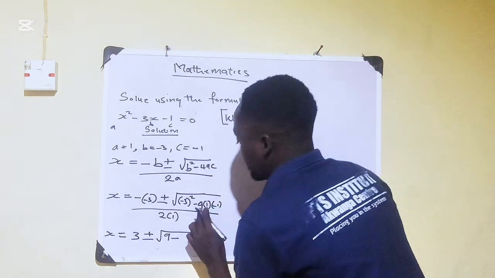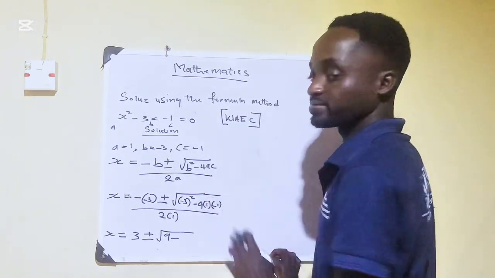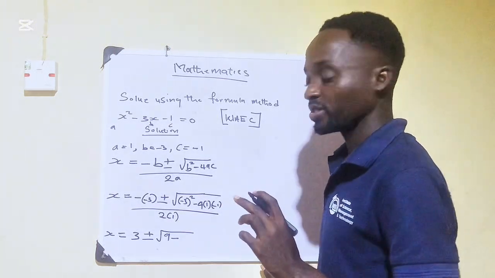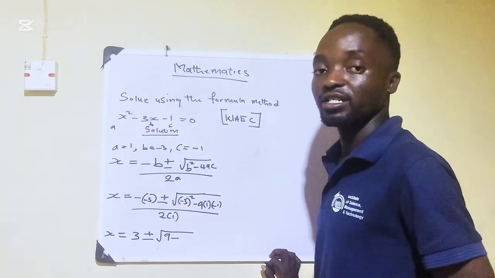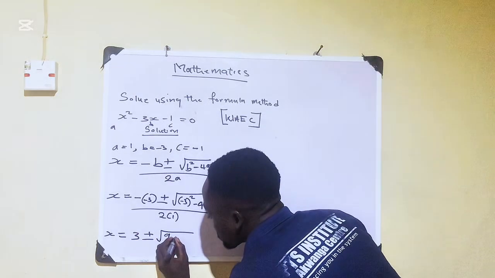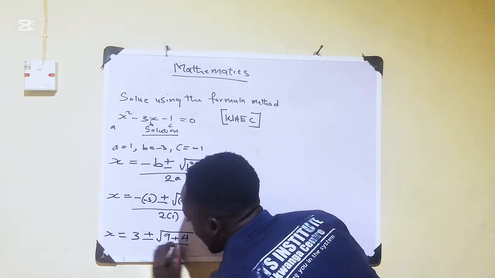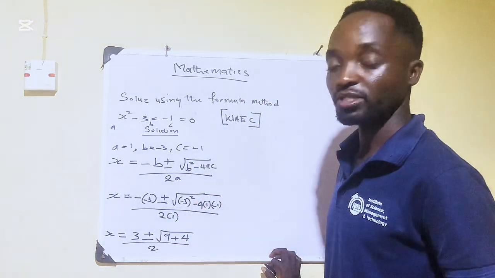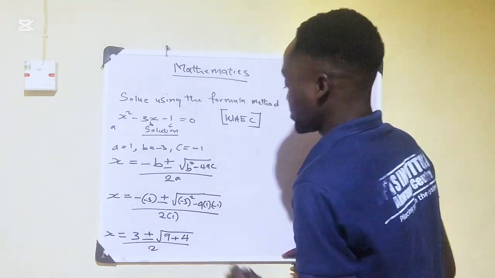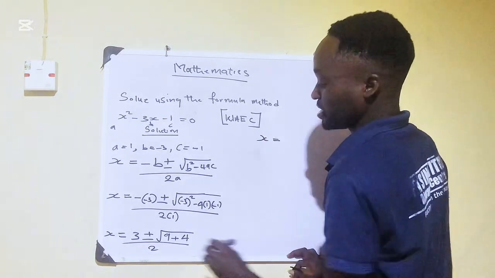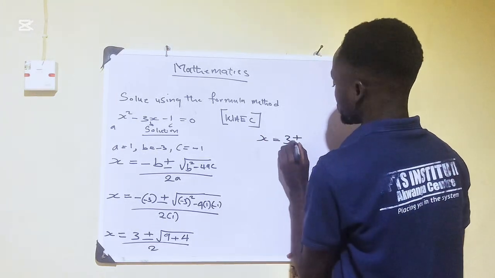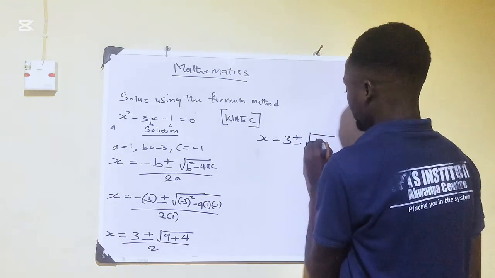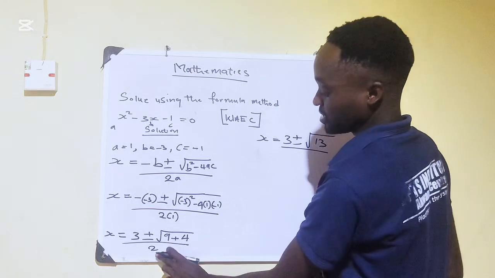Minus 4. Now 4 times 1 is 4. 4 times minus 1 is going to be minus 4. But now we have minus times minus, so it turns to plus again. So we have plus 4. Everything all over 2 times 1, which is 2. So now from here we can see that x is equal to 3 plus or minus the square root. When I add 9 plus 4, it gives me 13. Divided by 2.